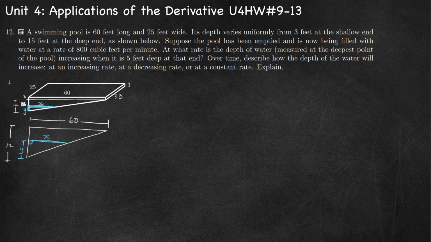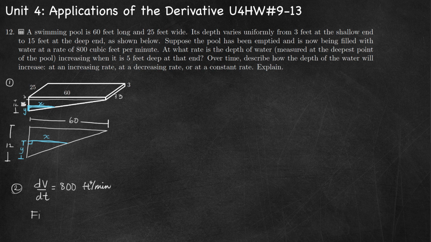Next, we want to write down the rate that we're given and the one that we're trying to find. So we're told that the pool is being filled at a rate of 800 cubic feet per minute. Cubic feet is describing volume. So this is dV/dt. The rate of change of volume with respect to time is 800 cubic feet per minute. And since the volume is increasing, this derivative is positive.